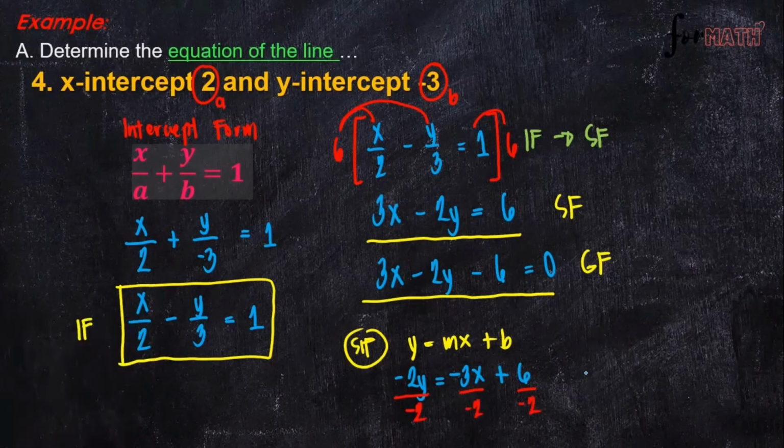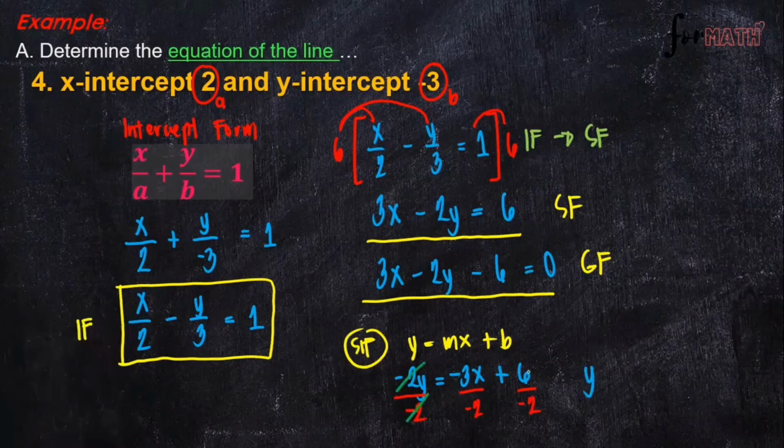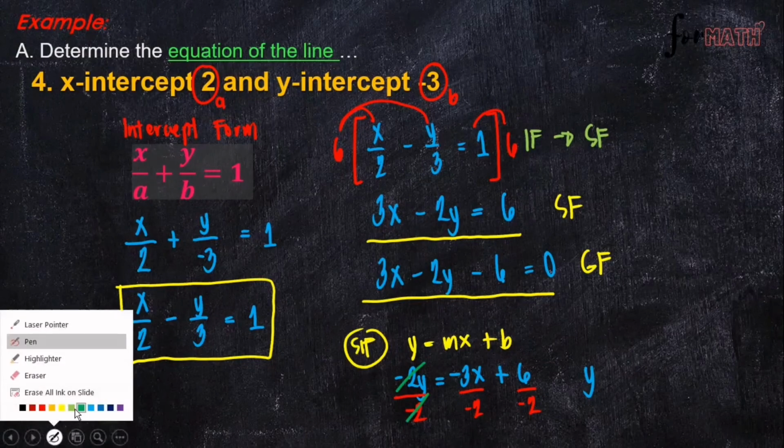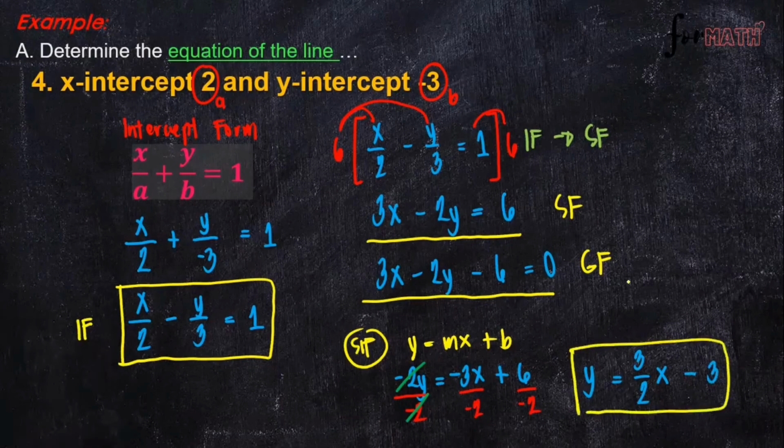Okay, so magkakaroon ka ngayon ng y. Cancel na kasi itong, yan. Okay, and then itong 6 and 2, pwede na natin yung masimplify, di ba? Pwede natin siya masimplify as 6 divided by negative 2 means negative 3. Okay, and then negative 3 divided by negative 2, so magiging positive 3 over 2. Then copy yung x. And then 6 divided by negative 2 is negative 3. So, ito naman po yung ating SIF.